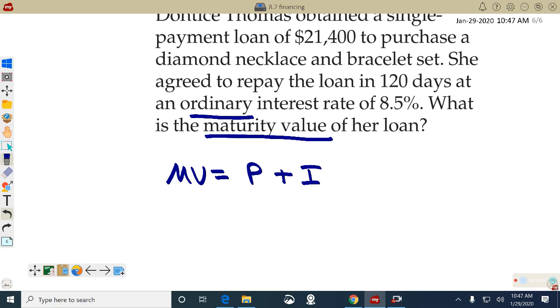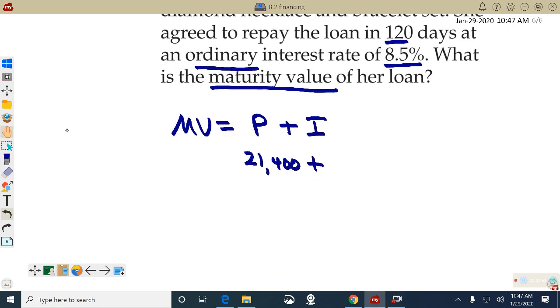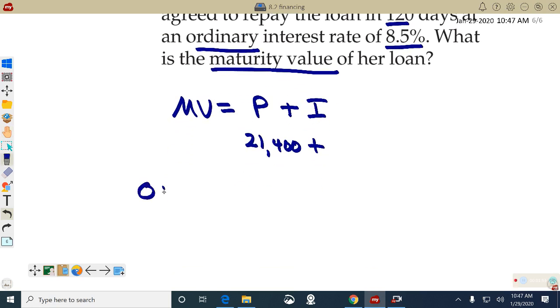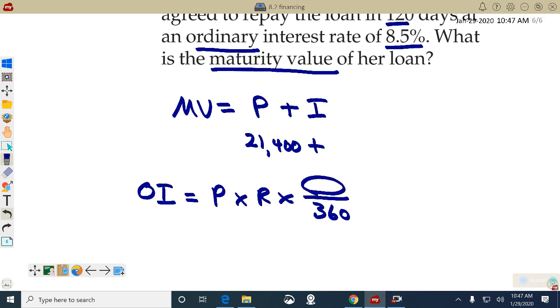So, the thing is, we know what the principal is. We know how much was borrowed. It's right here, $21,400. But the interest is what we got to find out. We know the interest rate is 8.5%, so what we got to do is figure out the interest that has grown in 120 days. And that's the ordinary interest formula from yesterday's notes. So remember, ordinary interest, I'll put OI, is equal to the principal times the rate times some amount of time over 360. In other words, the amount of days goes right here. So in this case, the amount of days is 120, so I'll put 120 right here.